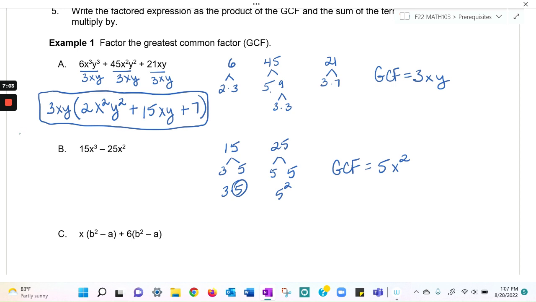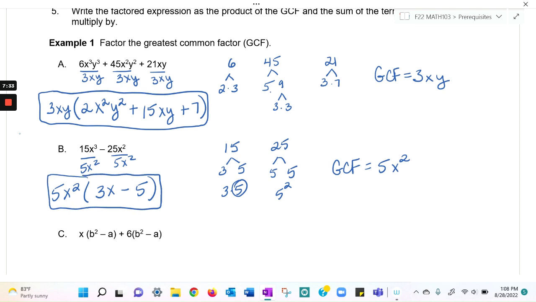And so I'll do that little trick of putting these over the GCF. And 5x squared is going to go out front because that's what we're factoring out. And then we can think of dividing. So we'll have a 3x minus 5. And again, you can check it by just distributing it back, multiplying it back. So we're doing division, and then you can check it by multiplying.